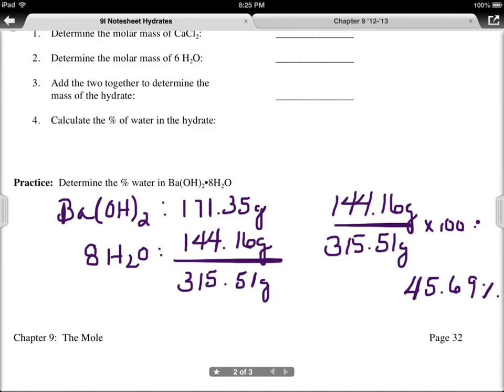Here I put the molar mass of the barium hydroxide, which is 171.35 grams. I added together the mass of 8 waters, which gave me 144.16 grams. So the mass of the whole hydrate is 315.51. Then I just took the mass of the water, put it over the mass of the hydrate, multiplied by 100, and this gives you your final answer of 45.69.